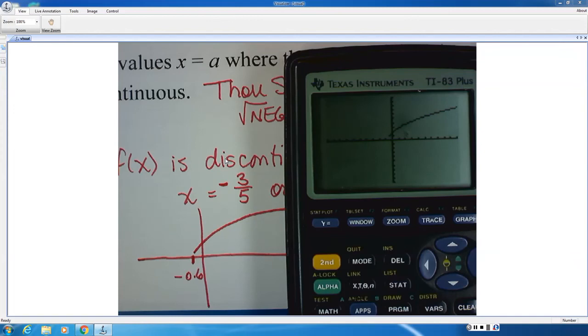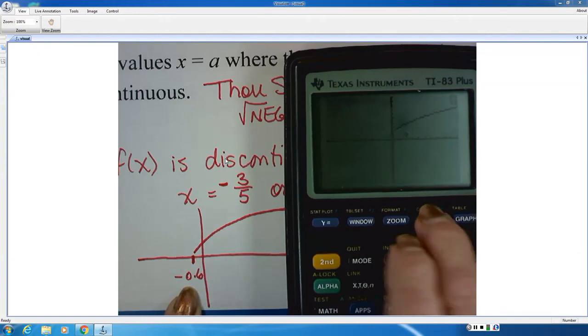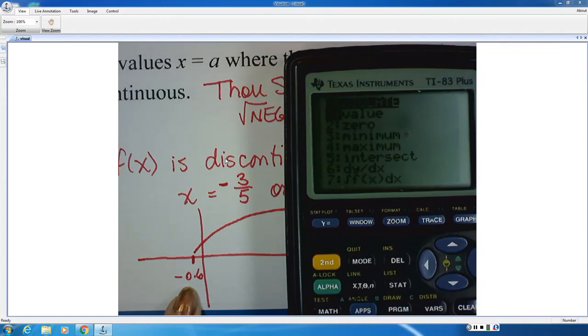Now, in order to test out the idea that the problem truly is that it is discontinuous at -3/5 or -0.6, what I'm going to do is hit second trace. I'm going to choose value. And I'm going to enter the fraction answer that I got by solving 5x plus 3 is less than 0, and that answer was -3/5.